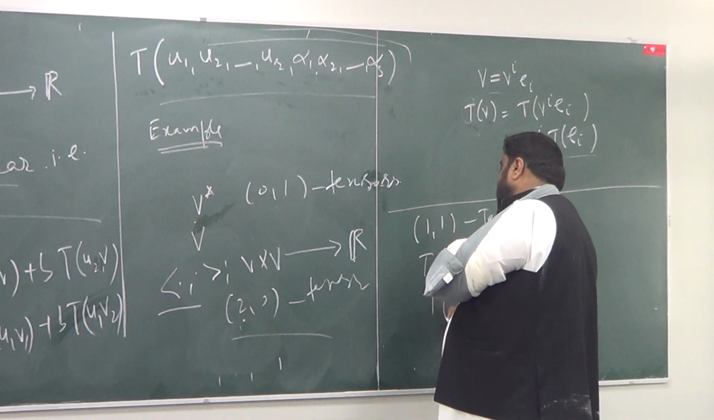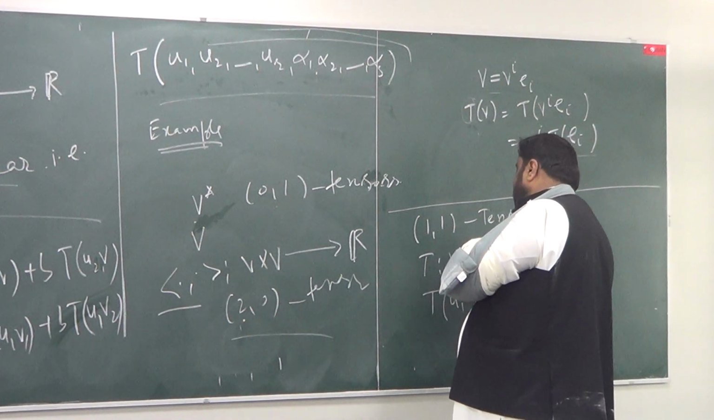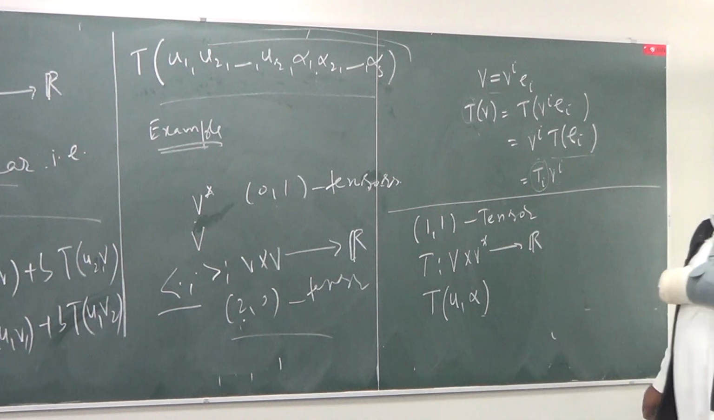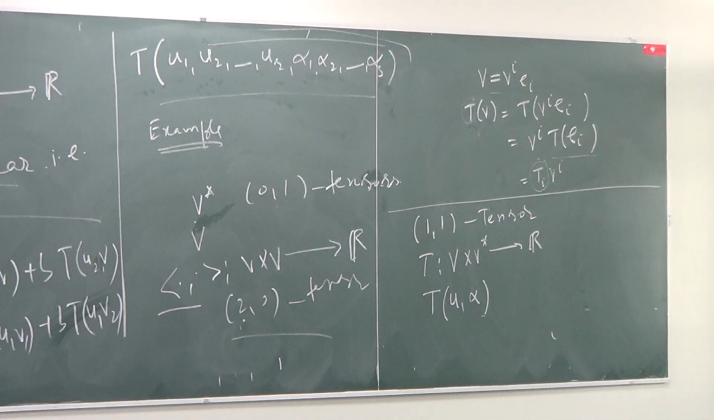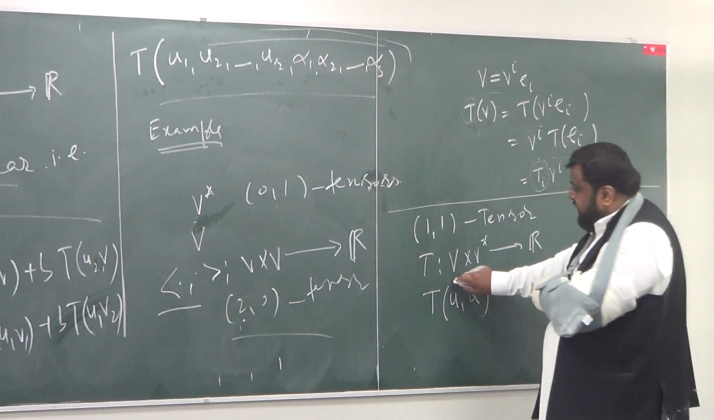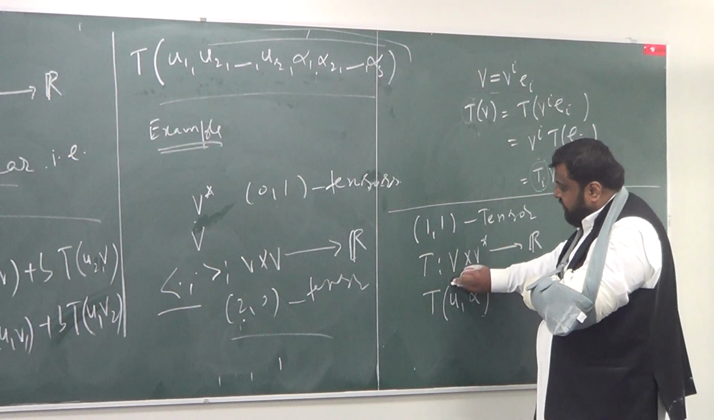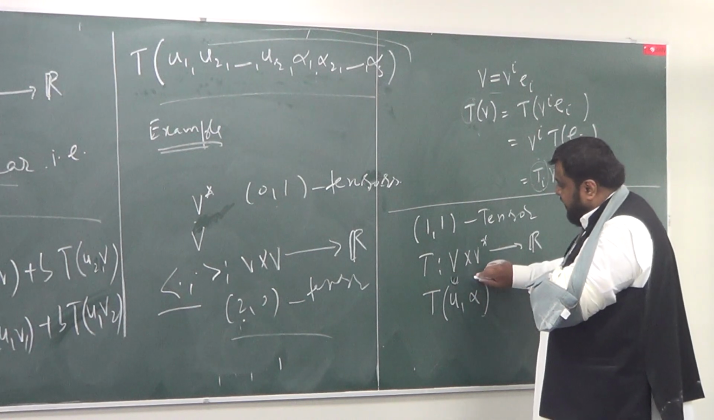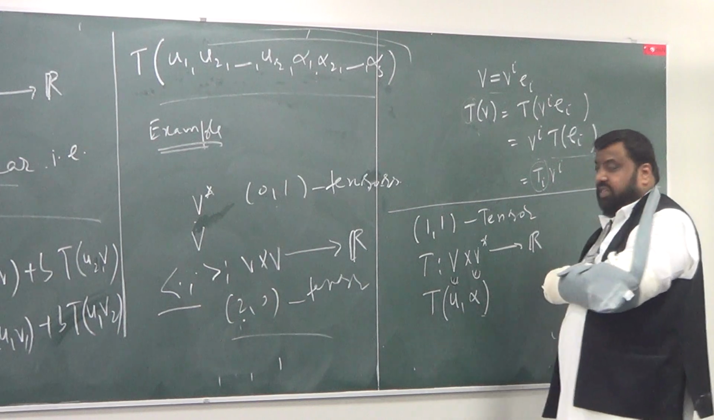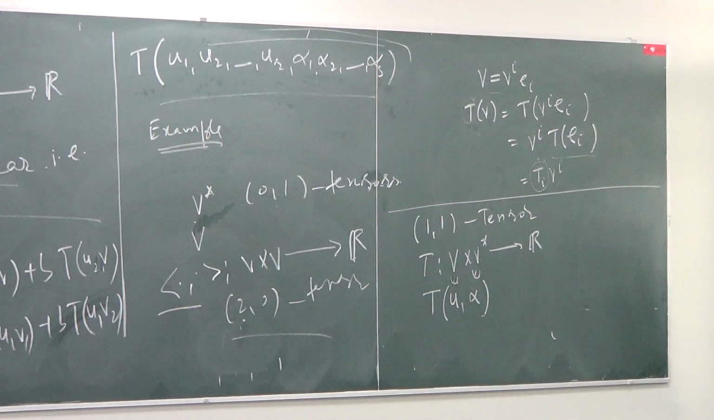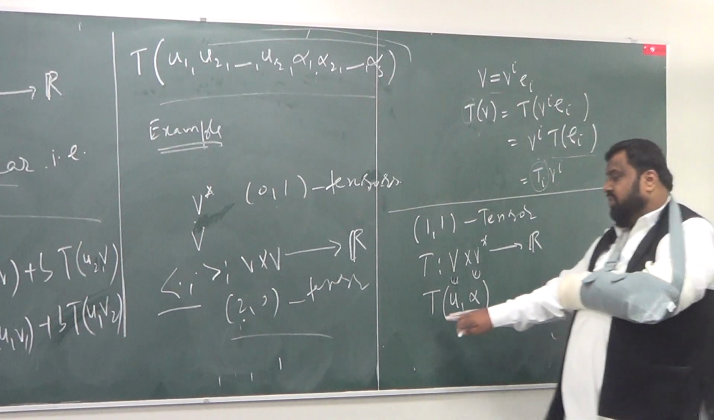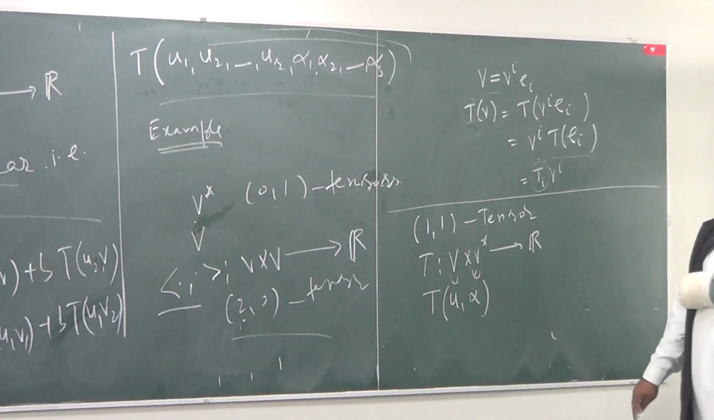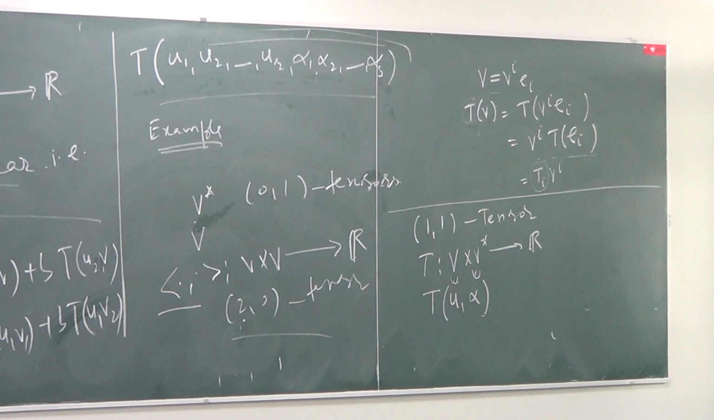So let's operate T onto U and alpha, where U is an element of V and alpha is an element of V star. Question: what would be the components of T? How are the components going to look?